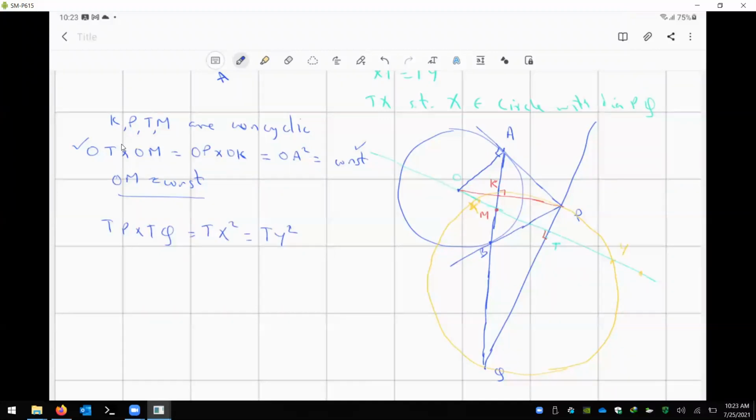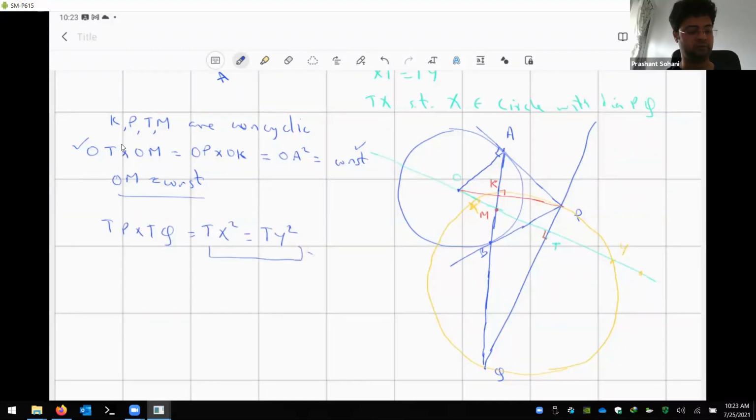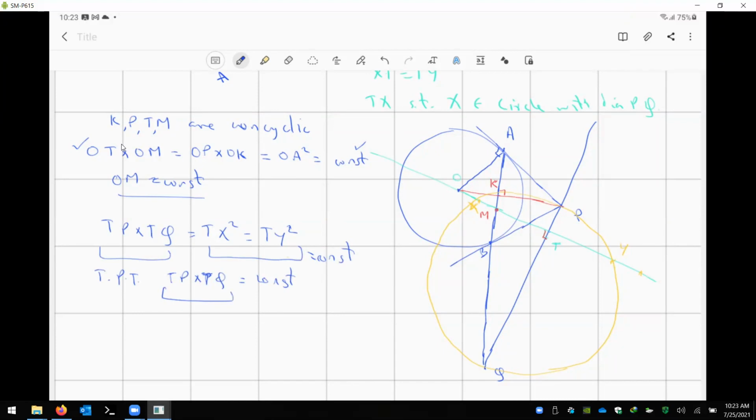Yes. Correct. And what I want to claim is that this is constant. So it is enough to show that this is constant, correct? If I prove that TP into TQ is constant, so even if point P changes and obviously point Q changes, this product doesn't change, then I'm done. Is that correct? Yes, sir. Okay.